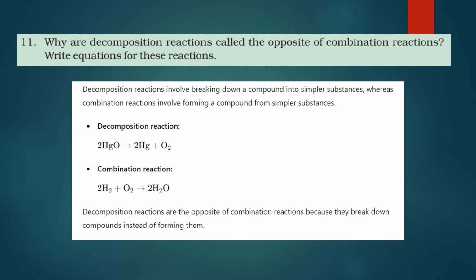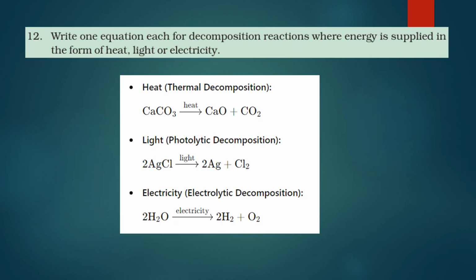So the 11th question says, why are decomposition reactions called the opposite of combination reactions? You have to write equations also. Okay. So in decomposition, basically what happens, we have a single reactant and it is providing multiple products, it is decomposing. And in combination, what happens, there are two reactants or more than two reactants and they are giving out a single product. So they are totally opposite. That's why this question is justified. And you can mention these equations to make it understood better. So this is a very important question.